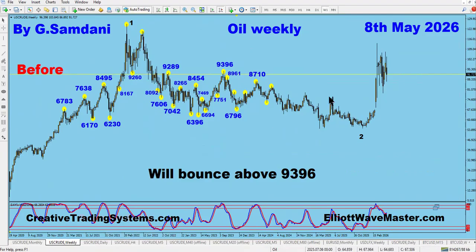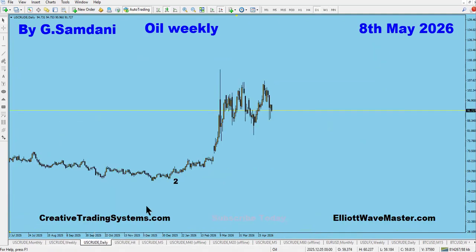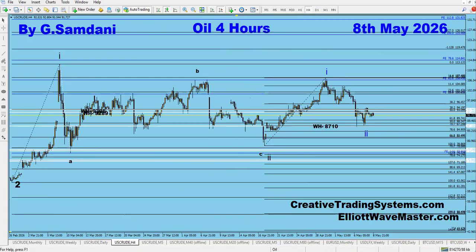If you go even lower time frame, daily chart, this is where the wave two ended, and this is what happened after that, right? We went up, and then this is what is happening here, right? So this is a sideway correction. Let's take a look at the 4 hour chart of what is happening here, and that looks like this.